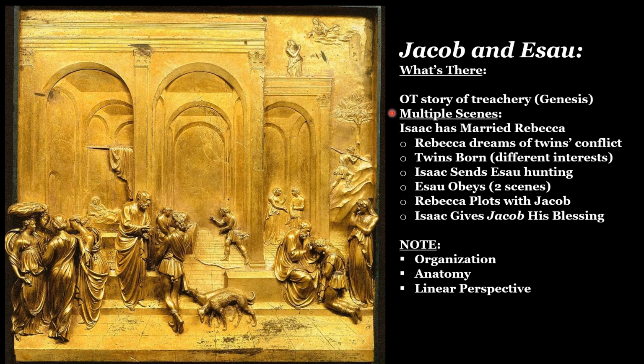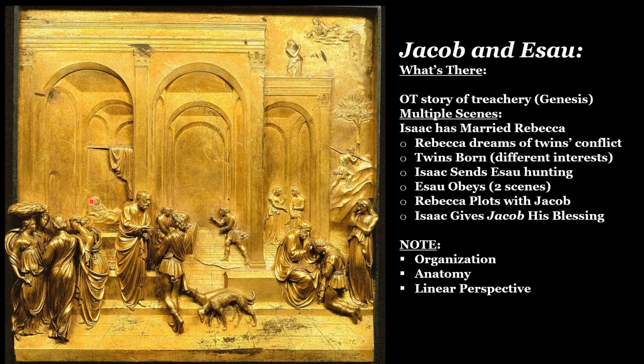And there are multiple scenes. Next time we'll introduce the term continuous narrative, and that's what's going on here as well, that there are many different scenes, all part of the same story. So Isaac, who was not sacrificed, grows up and marries Rebekah. She is pregnant with twins. And so here in the first part of the story, Rebekah has a vision or a dream that the twins she is carrying will grow up to be in conflict.